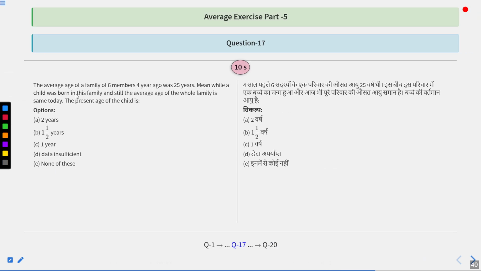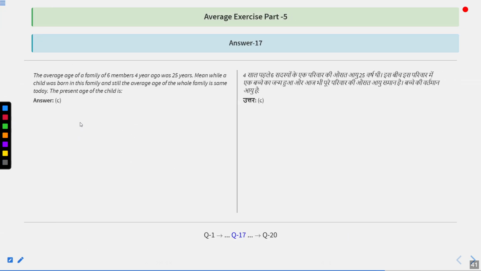The average age of a family of 6 members 4 years ago was 25. Clear? Meanwhile a child was born in this family and still the average of the whole family is the same today. Find the present age of the child. You have 5 options and 10 seconds to analyze the question. Your time starts now. Now time's up. Let's see the solution.